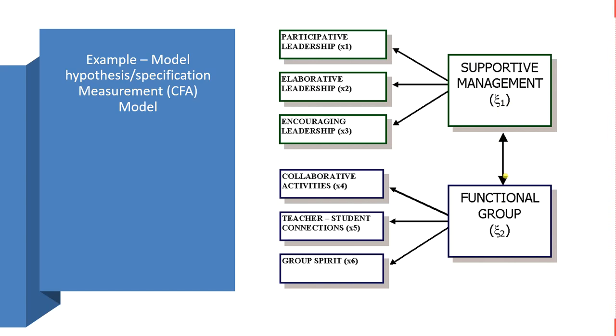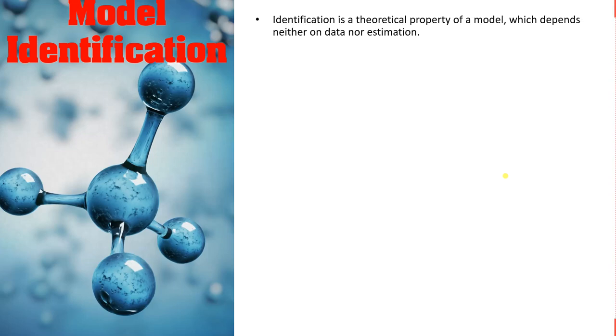After specifying and hypothesizing the model, we enter into the next step, that is model identification. And this is very important. If we are not able to adequately identify the model, it may not be estimated and it cannot be tested.